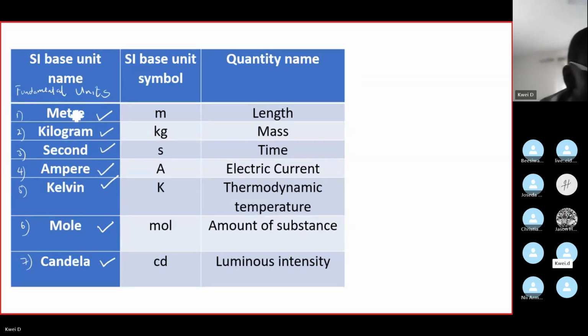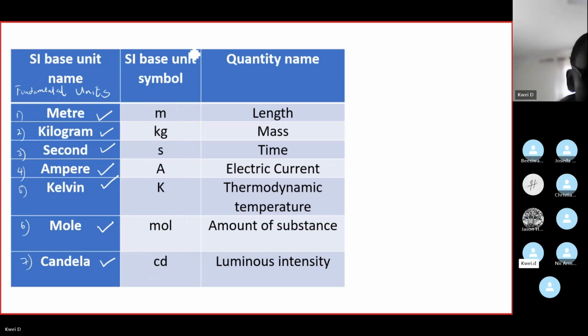But they're also standard units, as you can see. That's why we have the SI base unit name over there. So these are the 7 fundamental units, and these are their symbols. And then we have the quantities. When we talk about the quantities, we are talking about the things that they measure. So when we say the meter is a unit, what does it measure? The meter measures length. So these are the fundamental quantities.